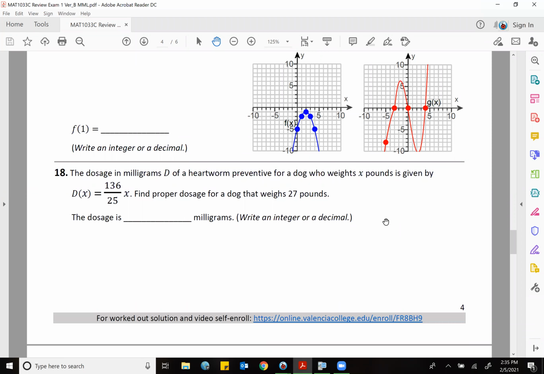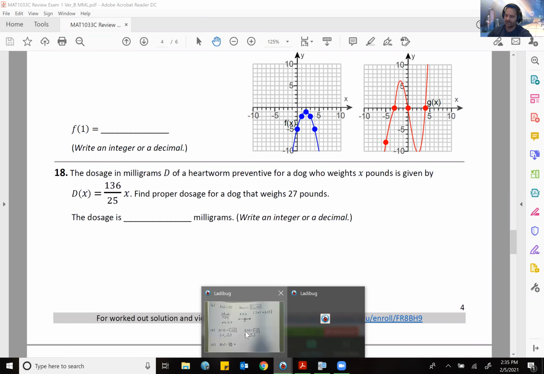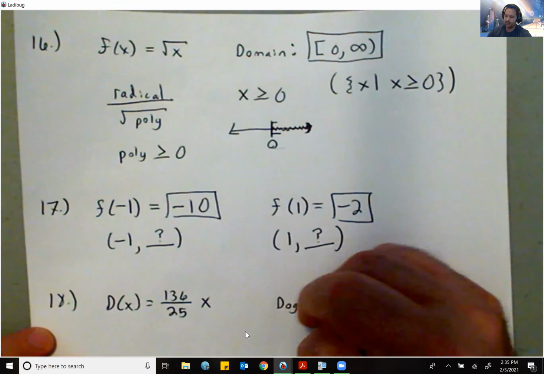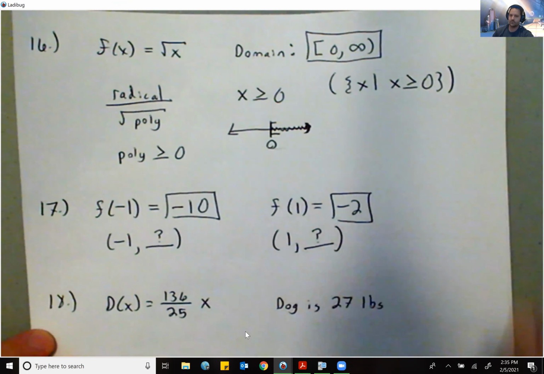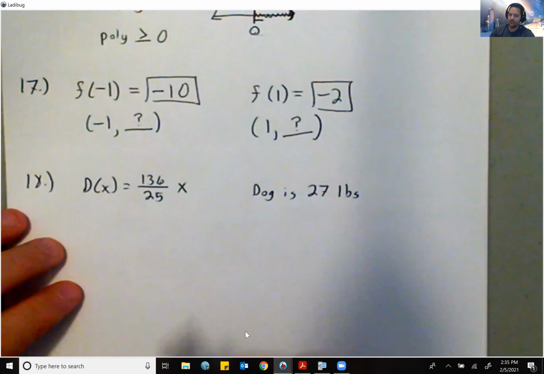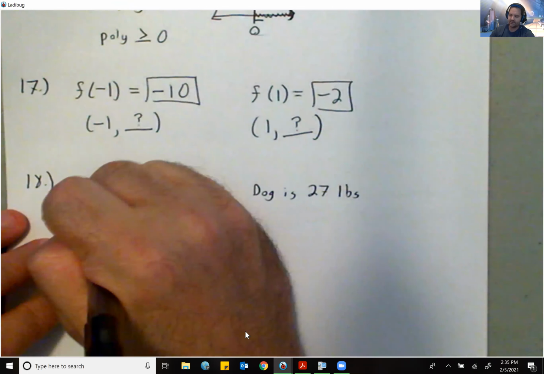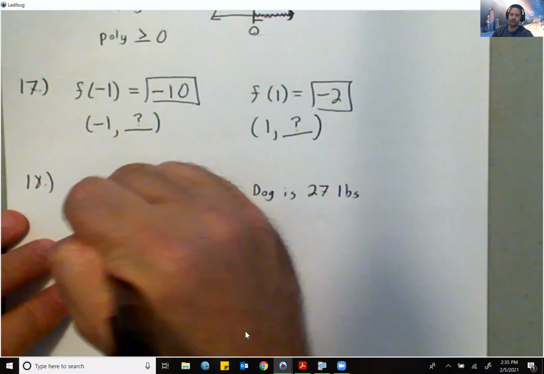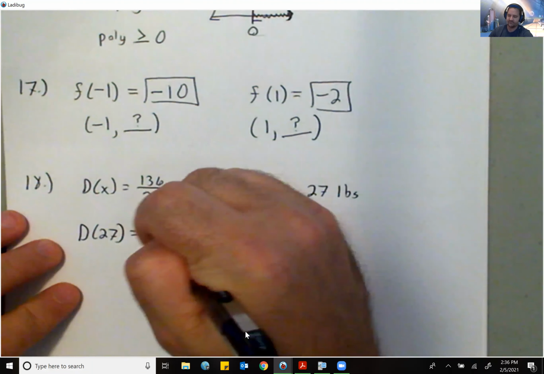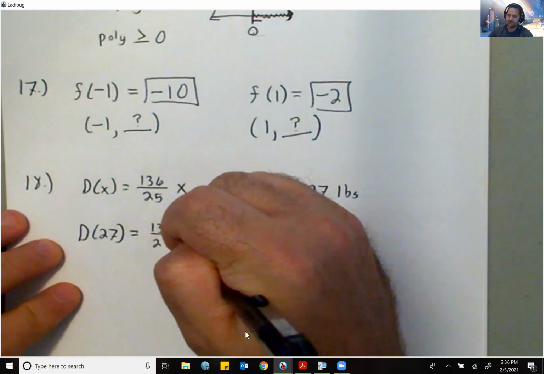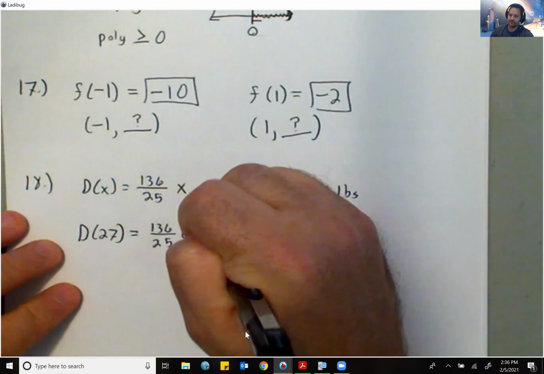Do you distribute 27 into the x's? You got it. That's what you're going to do. What they are asking you to do, we've got some dog that is 27 pounds. All they want you to do is plug the 27 in. So 136 over 25 times 27.